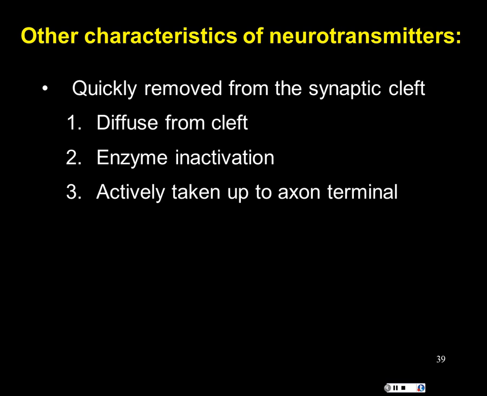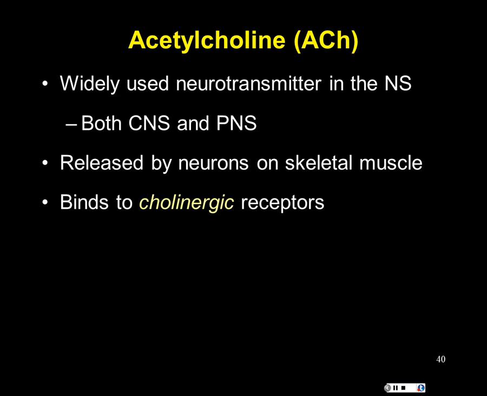Let's look at a couple of our neurotransmitters very briefly. The first that I want to study is called acetylcholine. I acknowledged already that it's in both the central and the peripheral nervous system. We'll talk about it a lot in the peripheral nervous system, primarily in its role with skeletal muscles. The name of the receptor is a little bit tricky unless you look at it a little bit closer. The receptors are called cholinergic receptors.